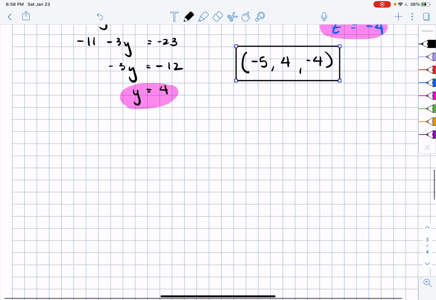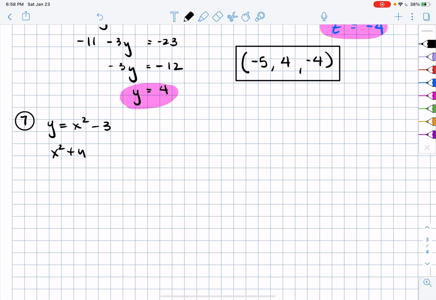All right, so on to number 7. Any method you want. I have y is equal to x squared minus 3, and x squared plus y squared equals 5. So it's probably easier to do substitution. If I throw y in here for the y, that means I've got to square that right side, right?